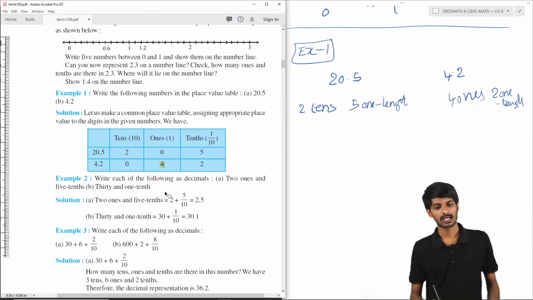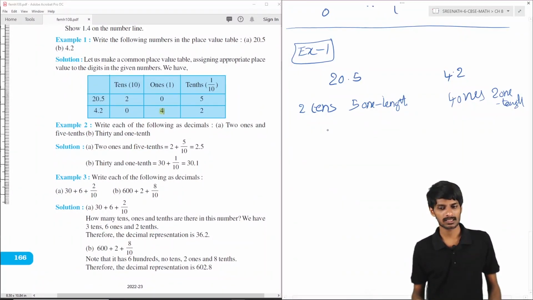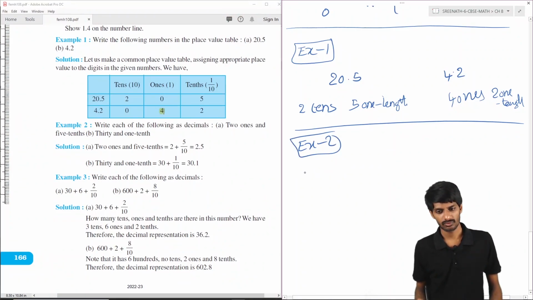Like that, students. Example 2: Write each of the following as decimals. We have to write these as decimals. 2 ones, there are 2 ones, students. So if you take tens, ones and 1 tenths, there are 2 ones and 5 tenths.